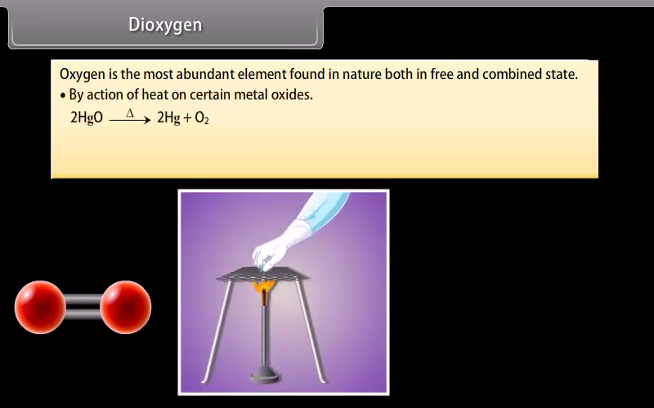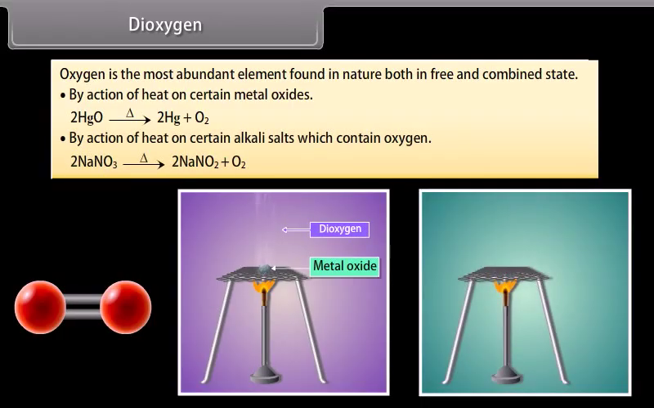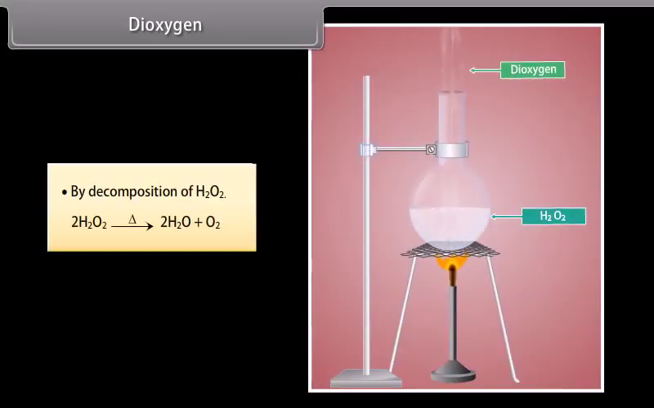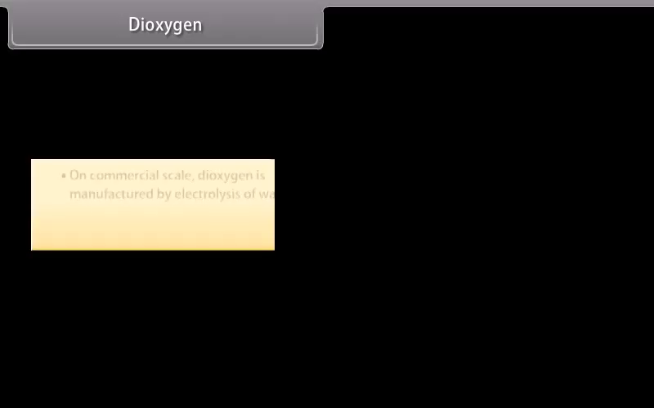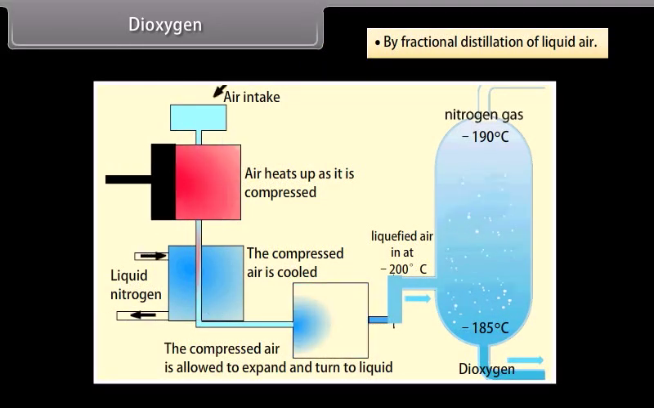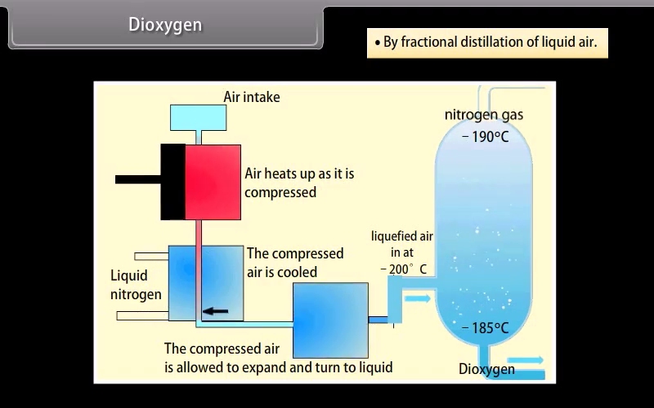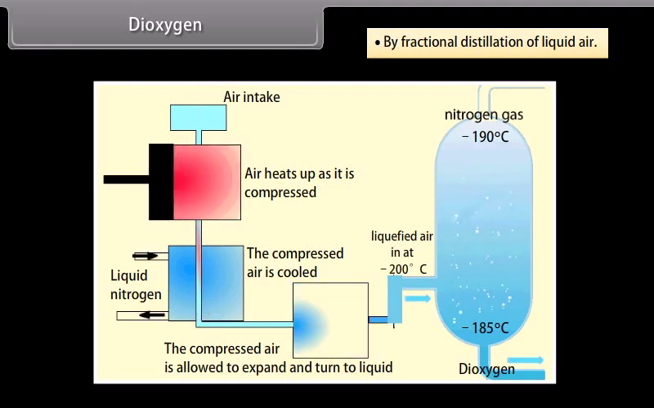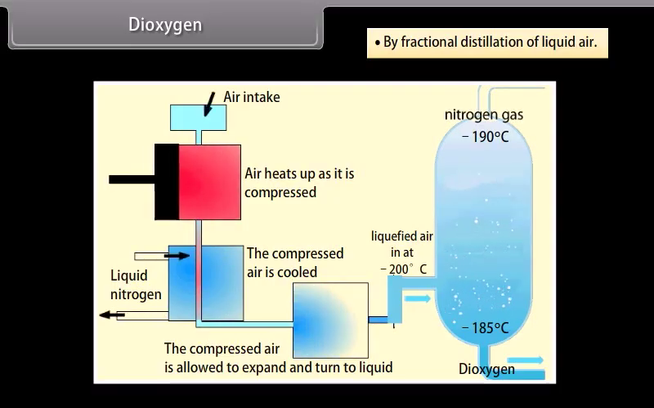By the action of heat on certain metal oxides. By the action of heat on certain alkali salts which contain oxygen. By decomposition of H2O2. On a commercial scale, dioxygen is manufactured by electrolysis of water, and by fractional distillation of liquid air. When liquid air is distilled, nitrogen with a lower boiling point distills out first, leaving behind practically pure dioxygen.